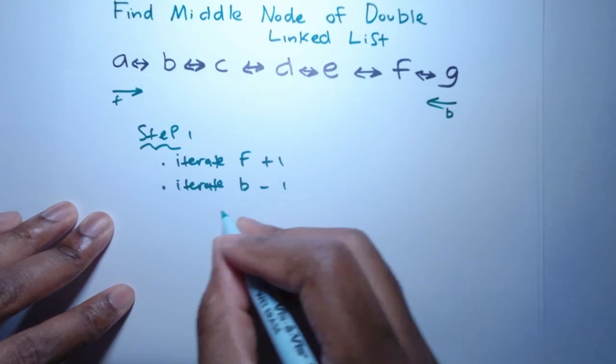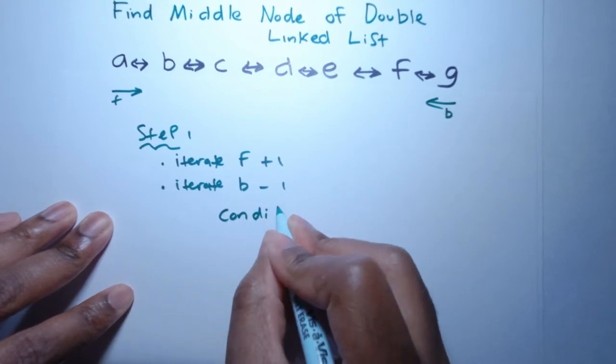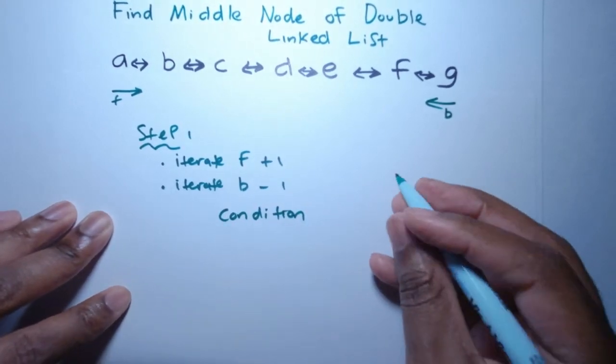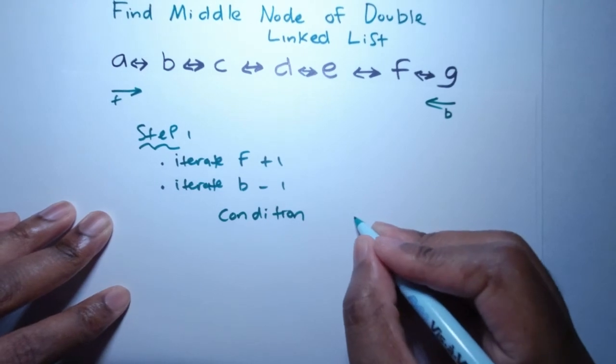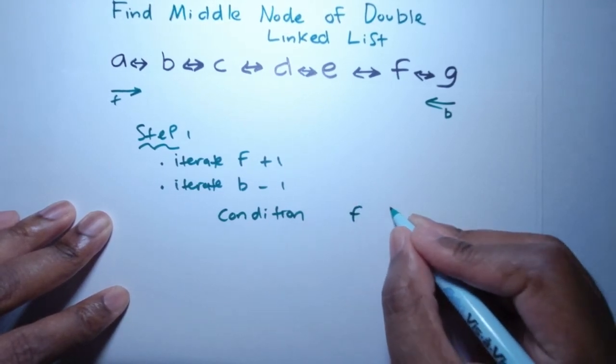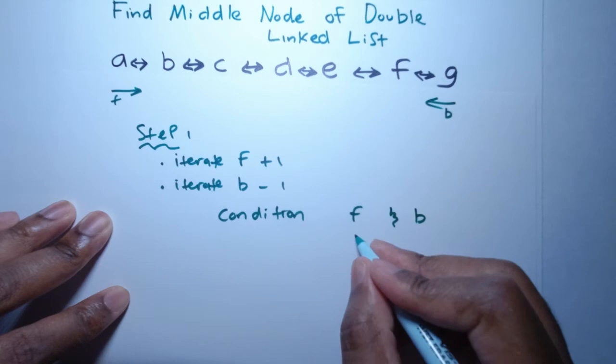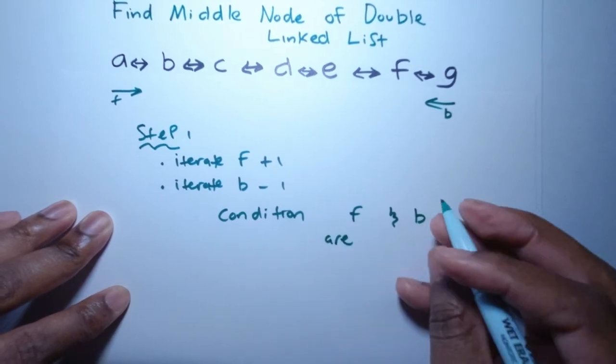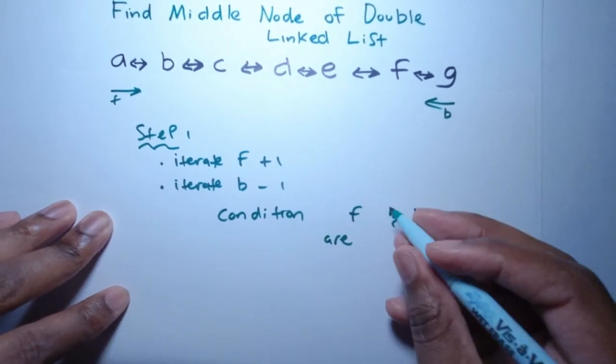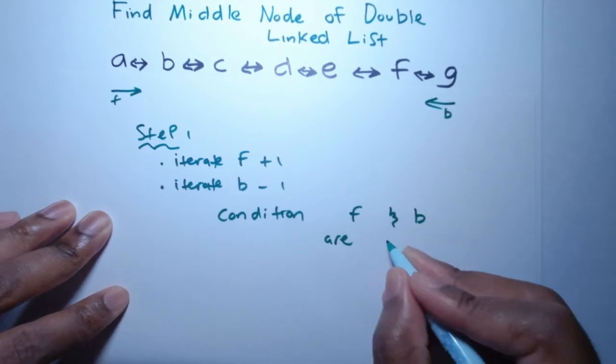Now, when do you stop? You will stop. So this is your condition. You will stop when both F and B are at the same node.